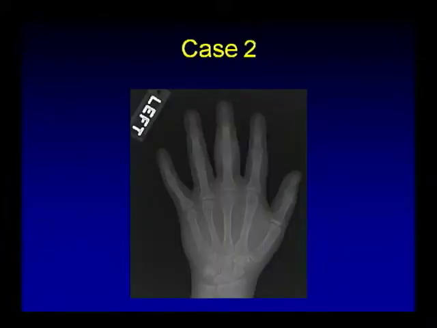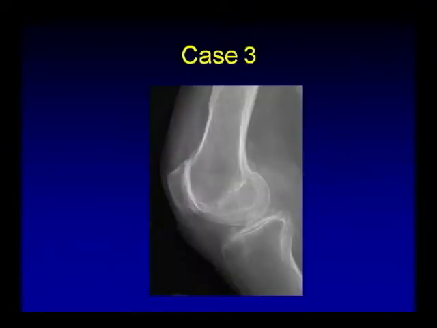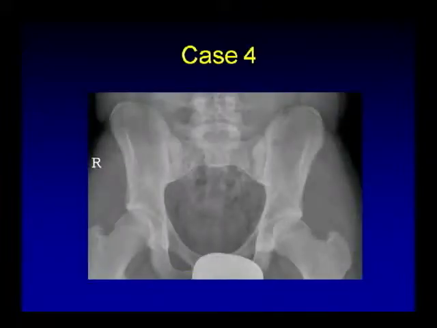Here's our second case. Some pain, swelling. Which arthropathy would look like that one? Third case. You should be able to tell what this arthropathy is from the lateral view of the knee. The fourth case, a little bit underpenetrated, a little white. But something's going on here.